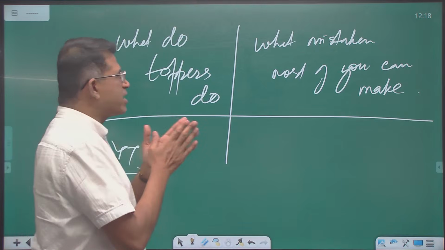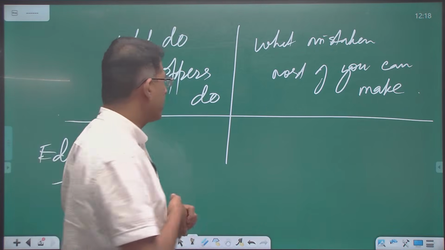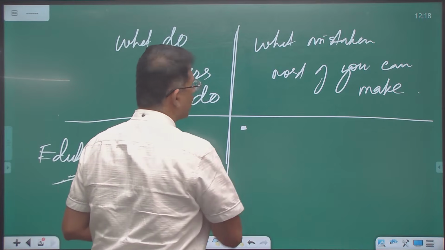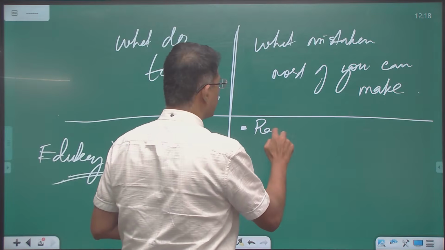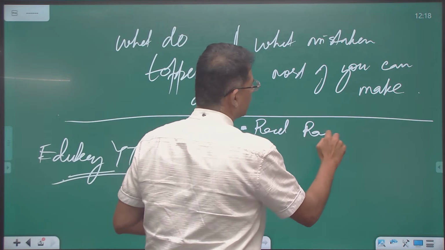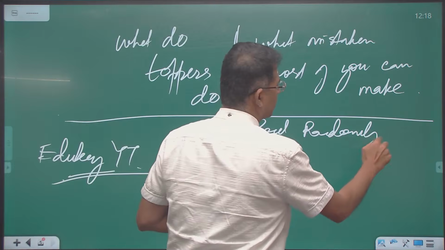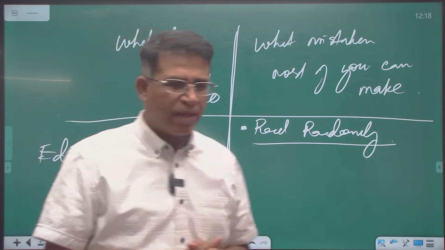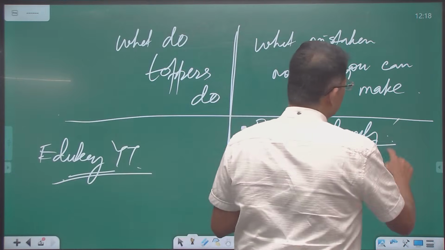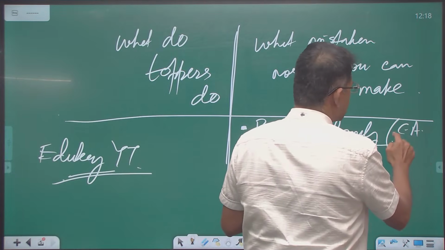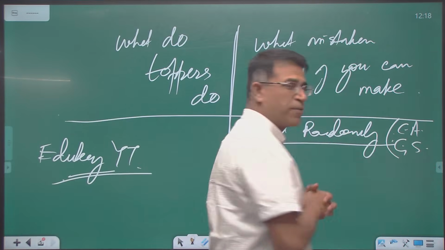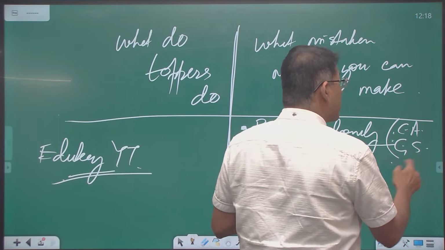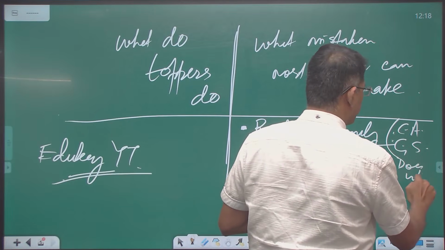So what mistakes most of you will do, okay, if not 100% of you, is read randomly. Okay, what I mean randomly matlab hai, and this happens more in current affairs, this happens more in GS, this happens a lot, okay, when you are done with coaching.